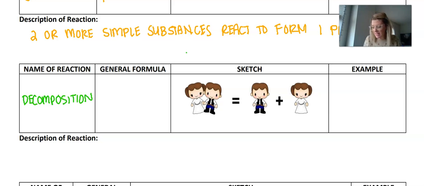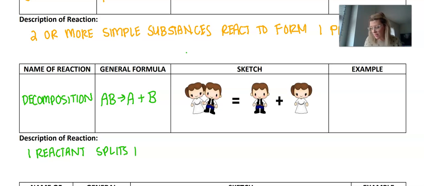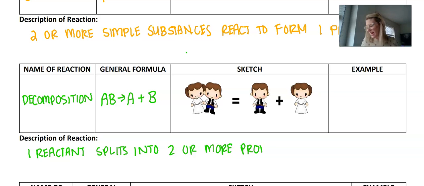Decomposition, right? When things decompose, they break down. And our general formula for this is going to be AB becomes A plus B, okay? And our description is going to be one reactant splits into two or more products. And again, an easy way to identify a decomposition is just by noticing that you're starting with only one substance and it's breaking apart into more than one substance, okay?